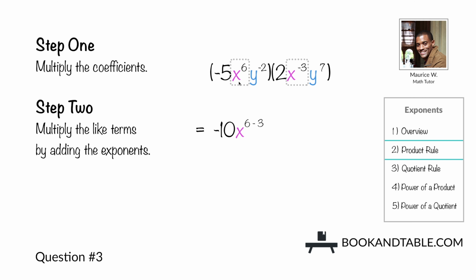So for our x's, x to the 6th times x to the negative 3 is equal to x to the 6 minus 3. Remember, positive 6 plus a negative is the same as just subtracting it. So x to the 6 minus 3 is equal to x to the 3. And then lastly, the y to a negative 2 times y to the 7th is equal to y to the negative 2 plus 7, which gives us our final answer of negative 10 x to the 3rd times y to the 5th.